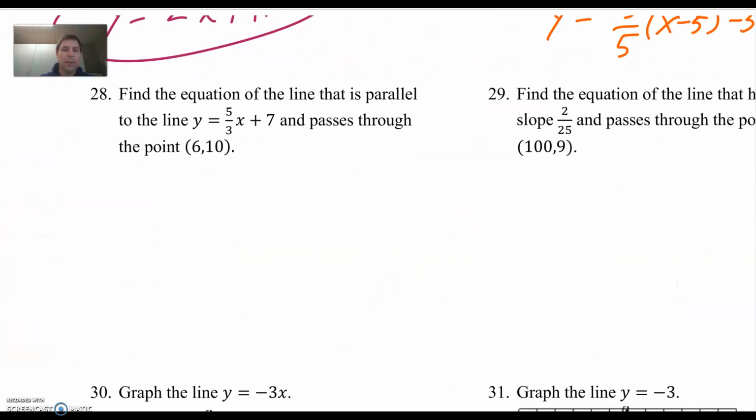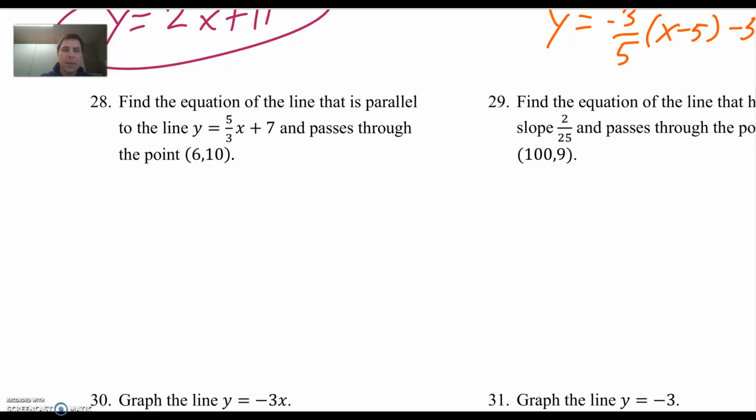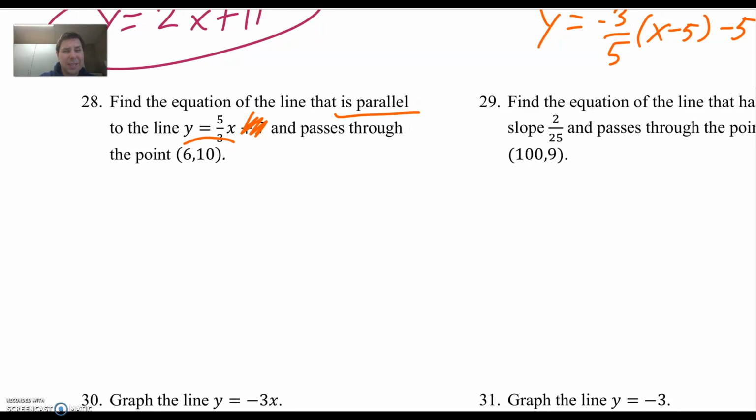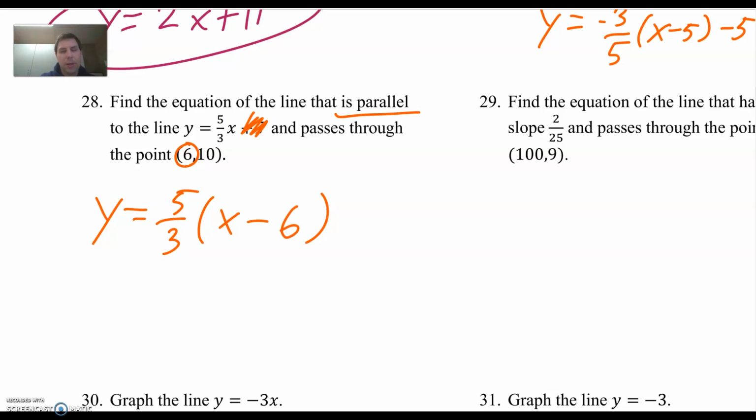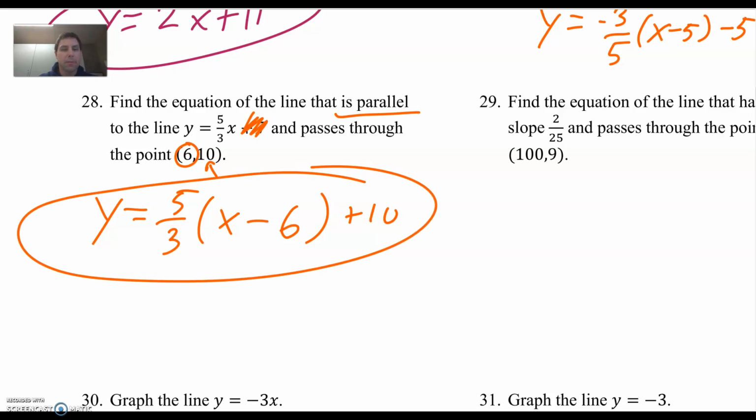So if we go to 28, notice this one, I don't know what the y-intercept is. They want an equation that's parallel to this line. So again, do I care about the plus 7? No. The only thing I care about is the slope. For a line to be parallel, they have to have the same slope, so I know what the slope is. They've given me the point. So now this is y equals 5 over 3. How do I make 6 go to 0? I need to subtract 6. So I will take all my x's and subtract 6, and that allows me then to start at 10. So that would be my equation, and I'm finished.